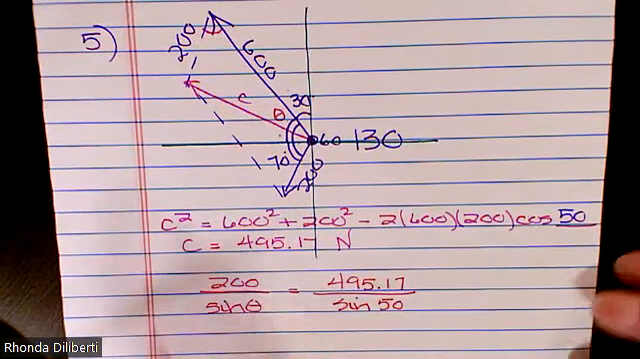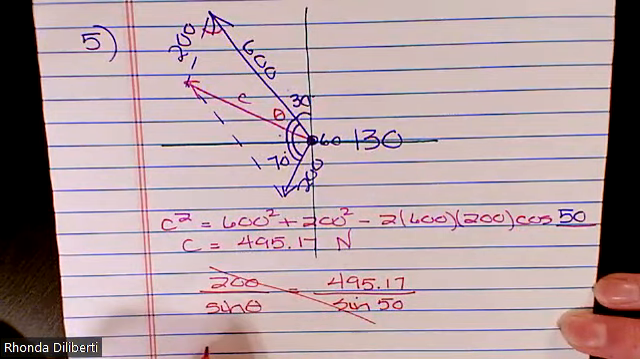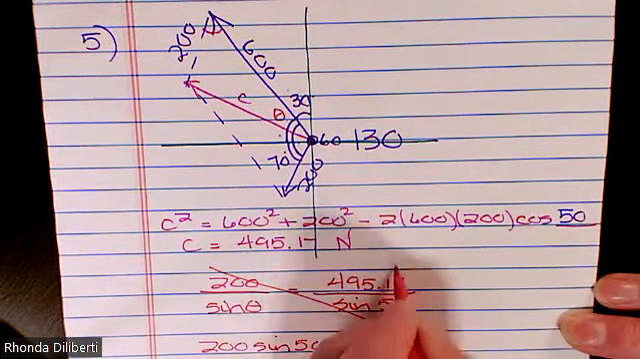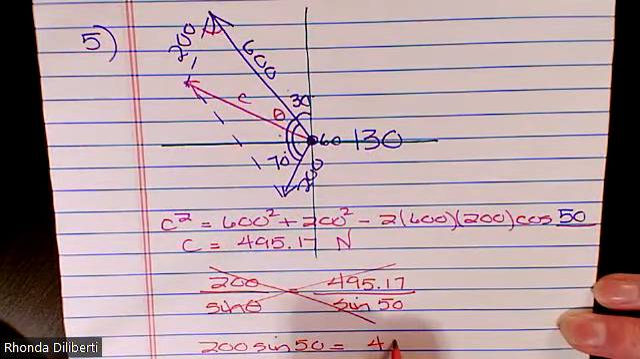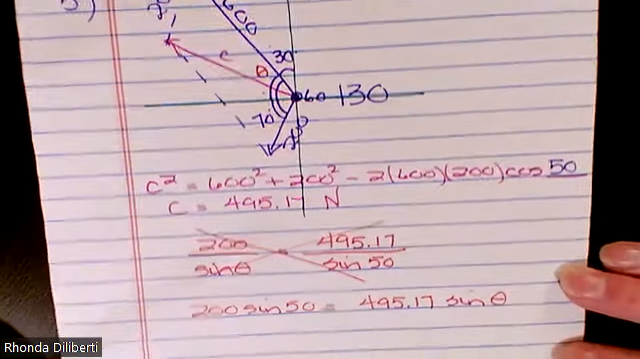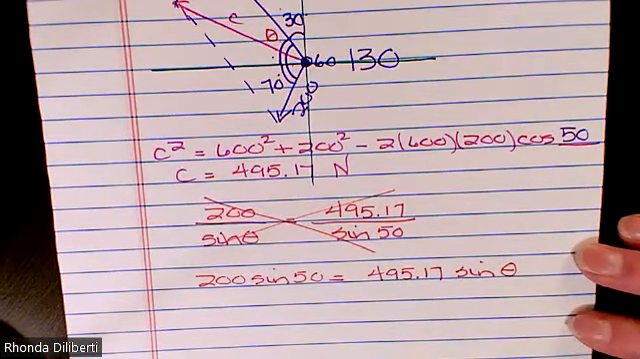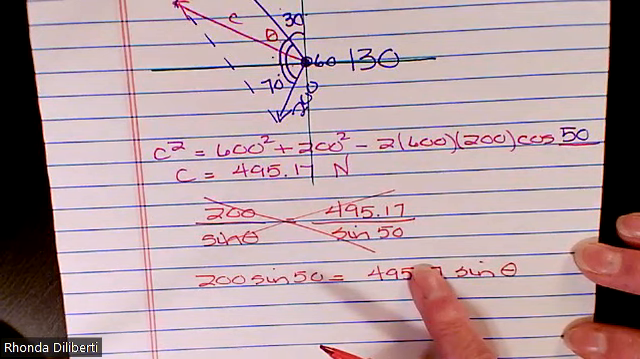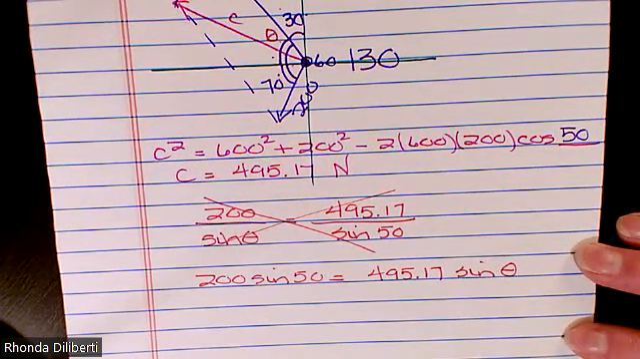And then to find theta, I like to cross multiply. I'll take a moment and write that out for you. So I get 200 sine 50, and then I'll set that equal to 495.17 sine theta. And just because somebody asked me today, I'm going to finish this out and talk through the algebra. I'm going to divide both sides by 495.17.